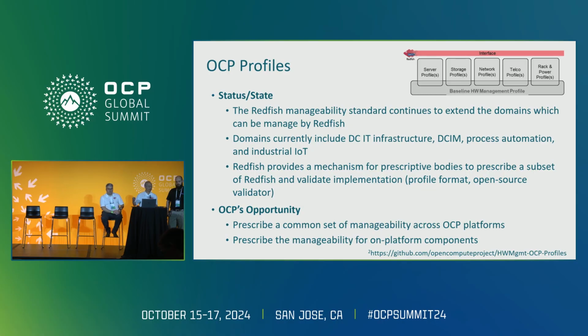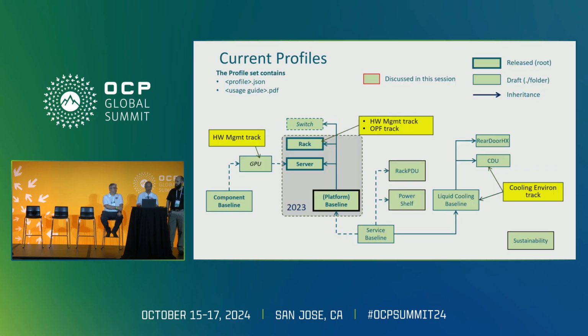Okay? So again, OCP has this opportunity to prescribe a common set of manageability, which it has, and then manageability for components. So what we've done in the last year is if you look at the top, we've defined platform manageability at the platform level. And what has happened in the last year with the GPU manageability is they said, we could take this platform and just break it down and just do a subset. Can we do a subset for just the power subsystem, for just the GPUs, just the NICs? And so the answer is yes, but the profile itself has to become a little more complicated.